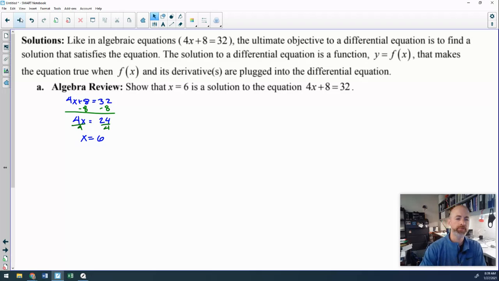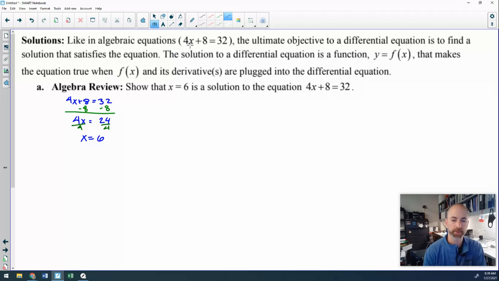So let's talk about one of the things that we're going to do with differential equations. Like algebraic equations, one of the things that we will do is find the actual solution to the equation. Now, on this sheet, I called it the ultimate objective. I don't know if that's really accurate because there are a lot of things you can do with differential equations, one of which is to find the solution. And the solution to a differential equation is the function that when you plug it into the diffeq and you plug in its derivatives, it makes the differential equation true.